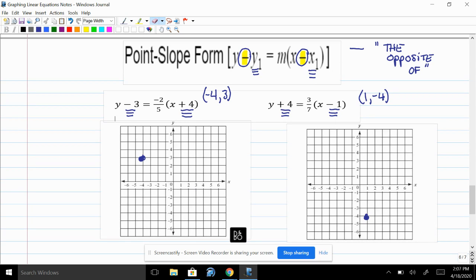The number that is in front of the parentheses, if you look at the form, is m. M, we said, represents slope. Remember, we said we're not sure why it's m. Why didn't they use s? Well, s would look too much like a 5. So that's our slope. Now, your slope for this one is -2/5.